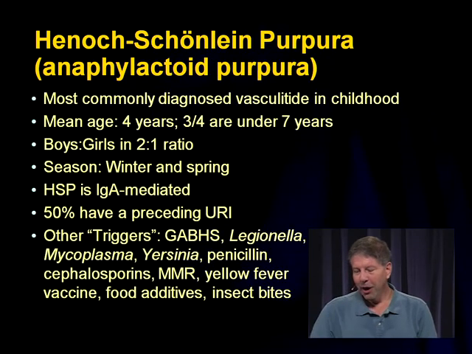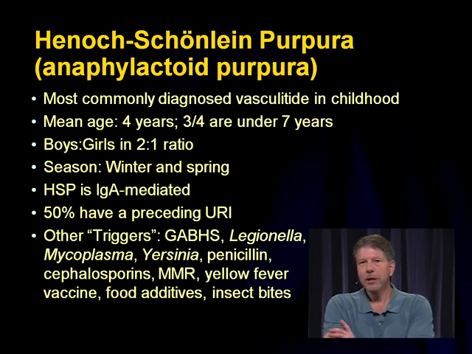Okay, so let's talk about HSP, or anaphylactoid purpura. It's the most commonly diagnosed vasculitis in childhood. You will see this on the test, I promise. It may be on there 2 or 3 times. It just depends what they're trying to pick on. Mean age is about 4 years. Most of these kids are under 7. Boys more common than girls. They may give you season because it seems to be more common in the winter and the spring.